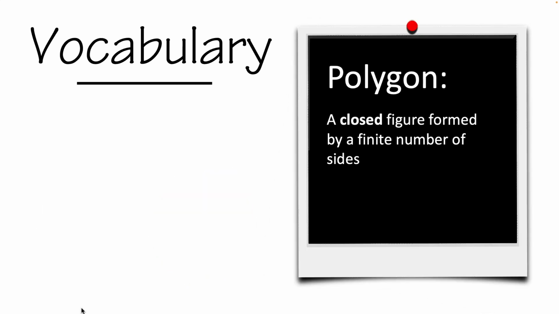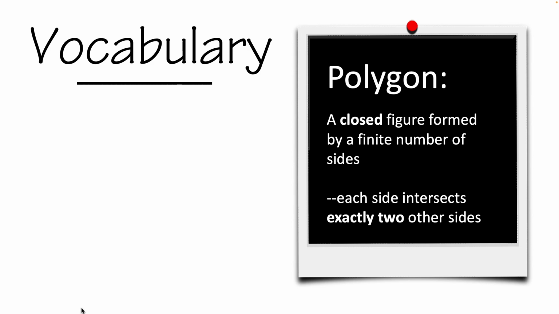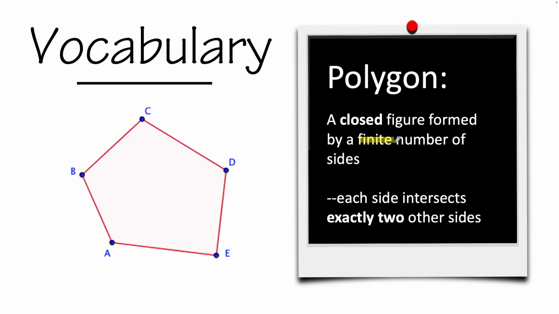Polygon. A polygon is a closed figure formed by a finite number of sides. Finite means you can count them. You have the ability to count each of the sides, which is the opposite of infinite. So a finite number of sides, and each side intersects exactly two other sides. So this is a polygon. And we've got a bunch of sides. This is side CB, and this is vertex A. We've got all these other vertices as well, E, D, C, B, A.